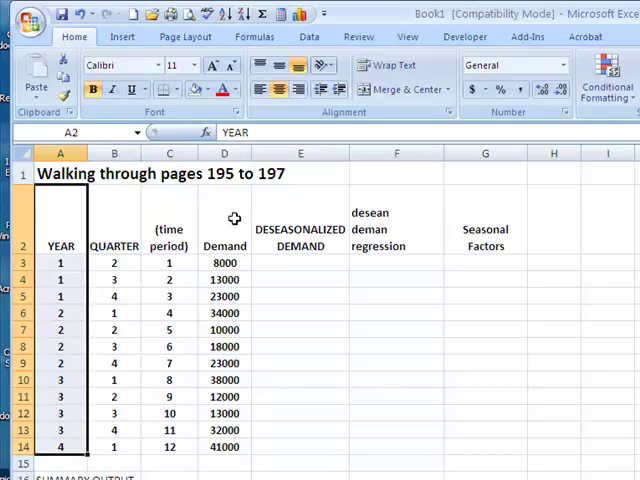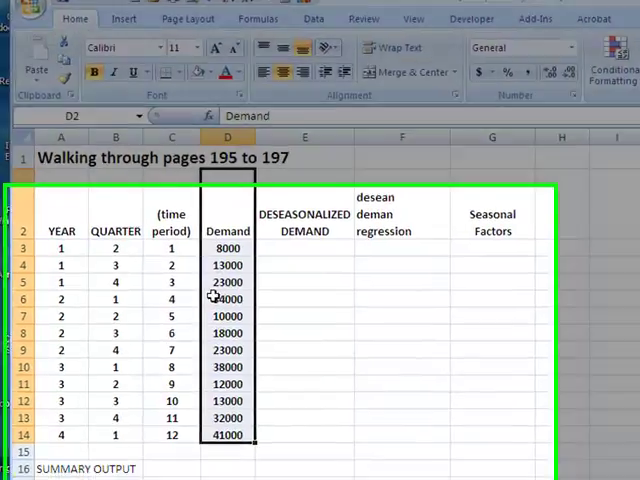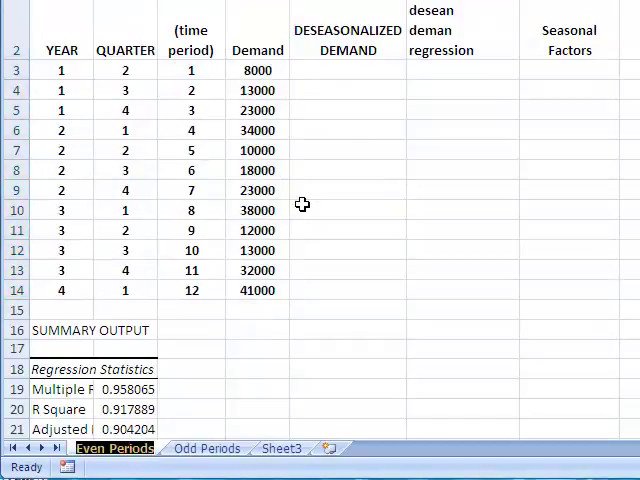The data is given to us over here. This is demand, and the way we want to deseasonalize the demand based on what your book says is essentially called a centered moving average. Now when you're doing a centered moving average, depending on whether you're working with odd number of seasons or even number of seasons, the procedure is slightly different. In this case, we're working with even number of seasons, right here as the tab indicates.